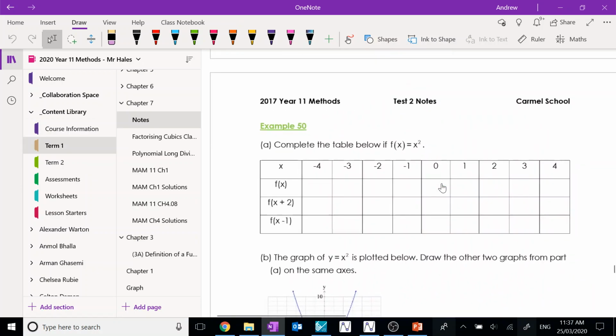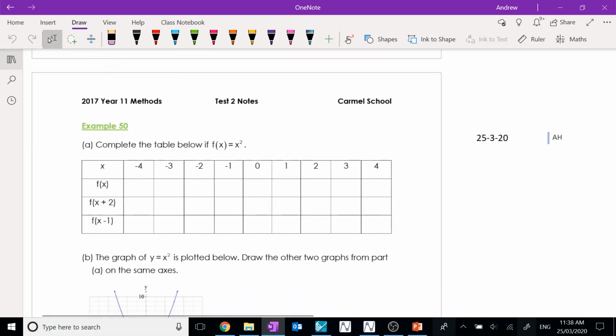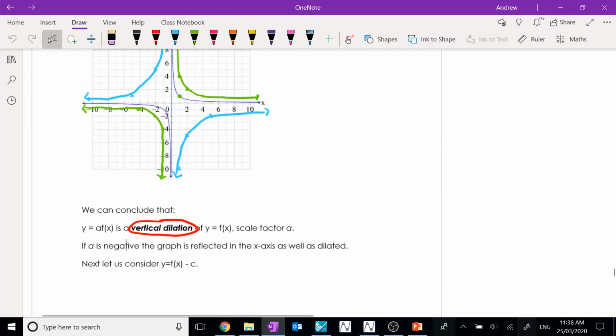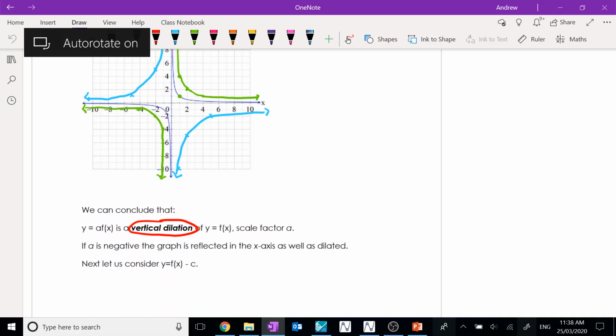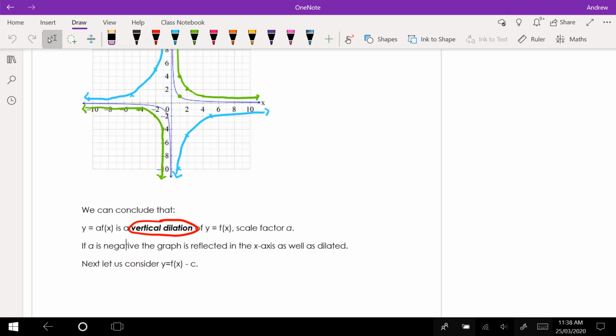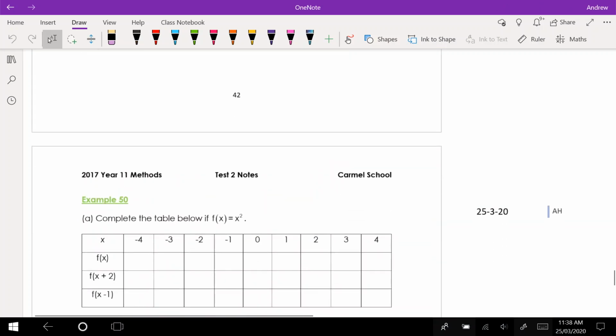So today we're moving on to example 50. We ended last lesson talking about if we have a times f of x, then that is a vertical dilation. We're pulling it in the y direction, kind of like stretching out a slinky. So we pull it in our y direction.